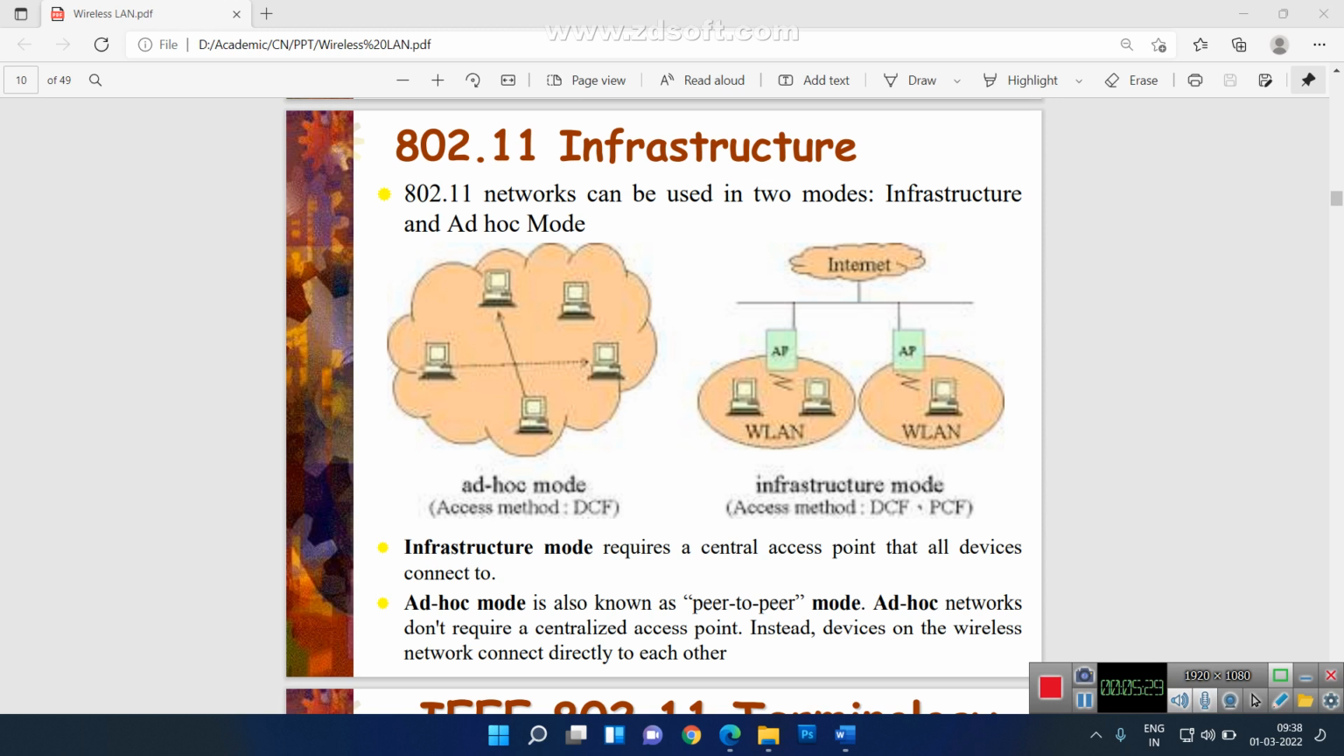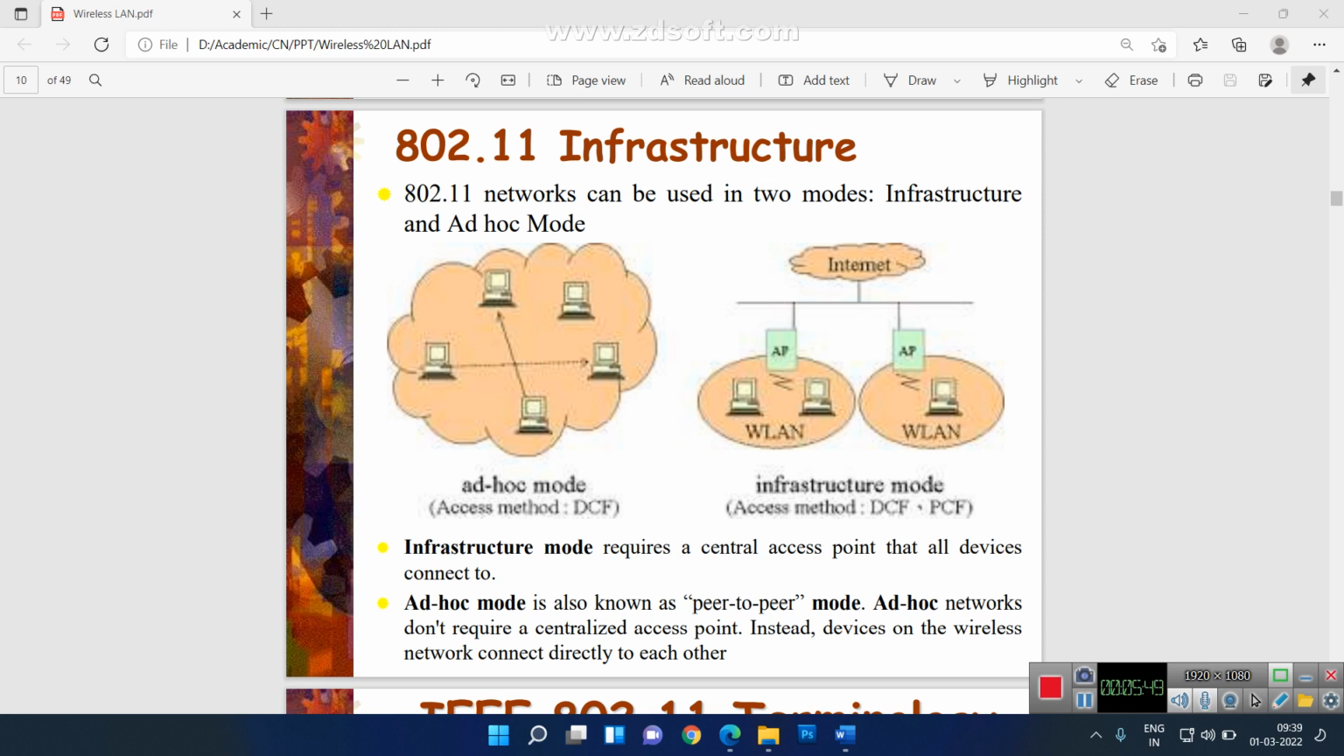So that access point is connected directly to the wired LAN. Through that access point, a number of systems can access the internet link. This type of infrastructure we call the infrastructure mode.